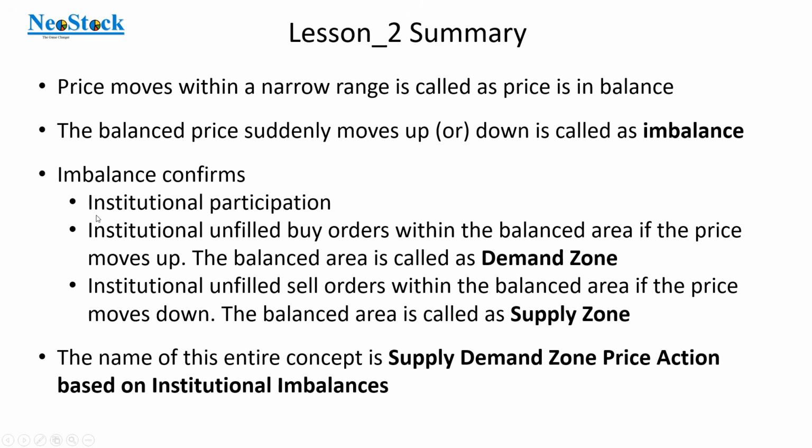Similarly, imbalance can also confirm institutional unfilled sell orders within the balanced area if the price moves down. And the balanced area is called supply zone. So within that supply zone, you might be finding institutional sell orders. If it is the demand zone, you will be finding institutional buy orders. What kind of buy or sell orders? Unfilled buy or sell orders. Unfilled means the orders are not yet consumed. So orders are placed, they are available.